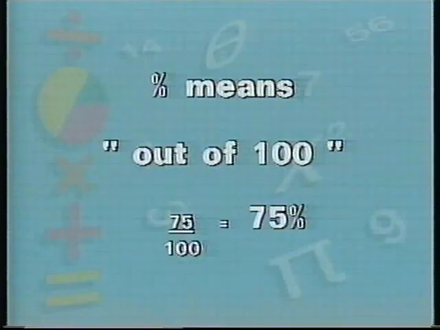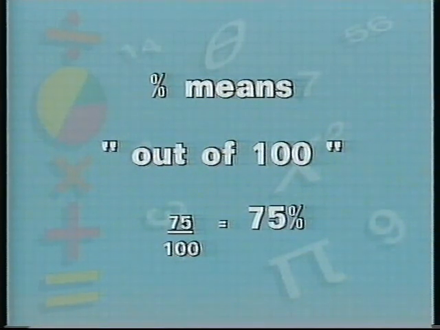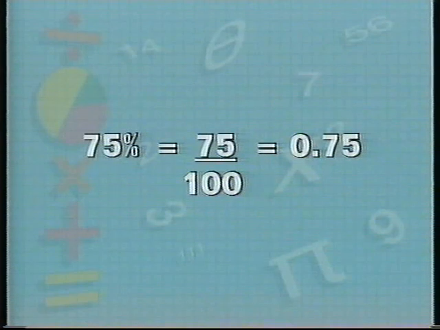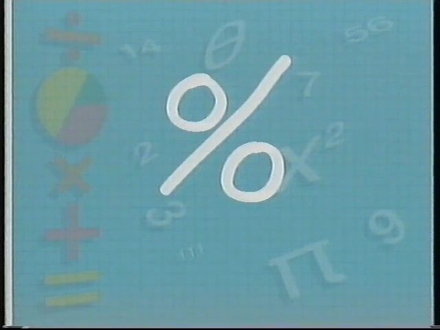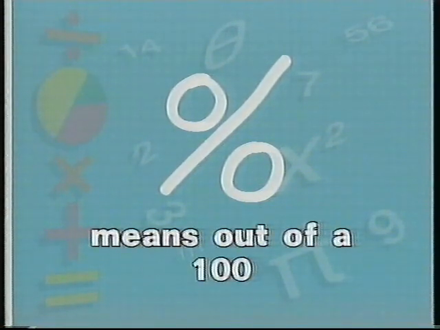Percent simply means out of 100. So if you got 75 out of 100 in an exam, you'd have 75%. 75% equals 75 over 100 as a fraction, which equals 0.75 as a decimal. They're all equal. The percentage sign is nothing more than a shorthand version of writing out of 100. And remember, a percentage is always of something, of a price, marks, or a weight.